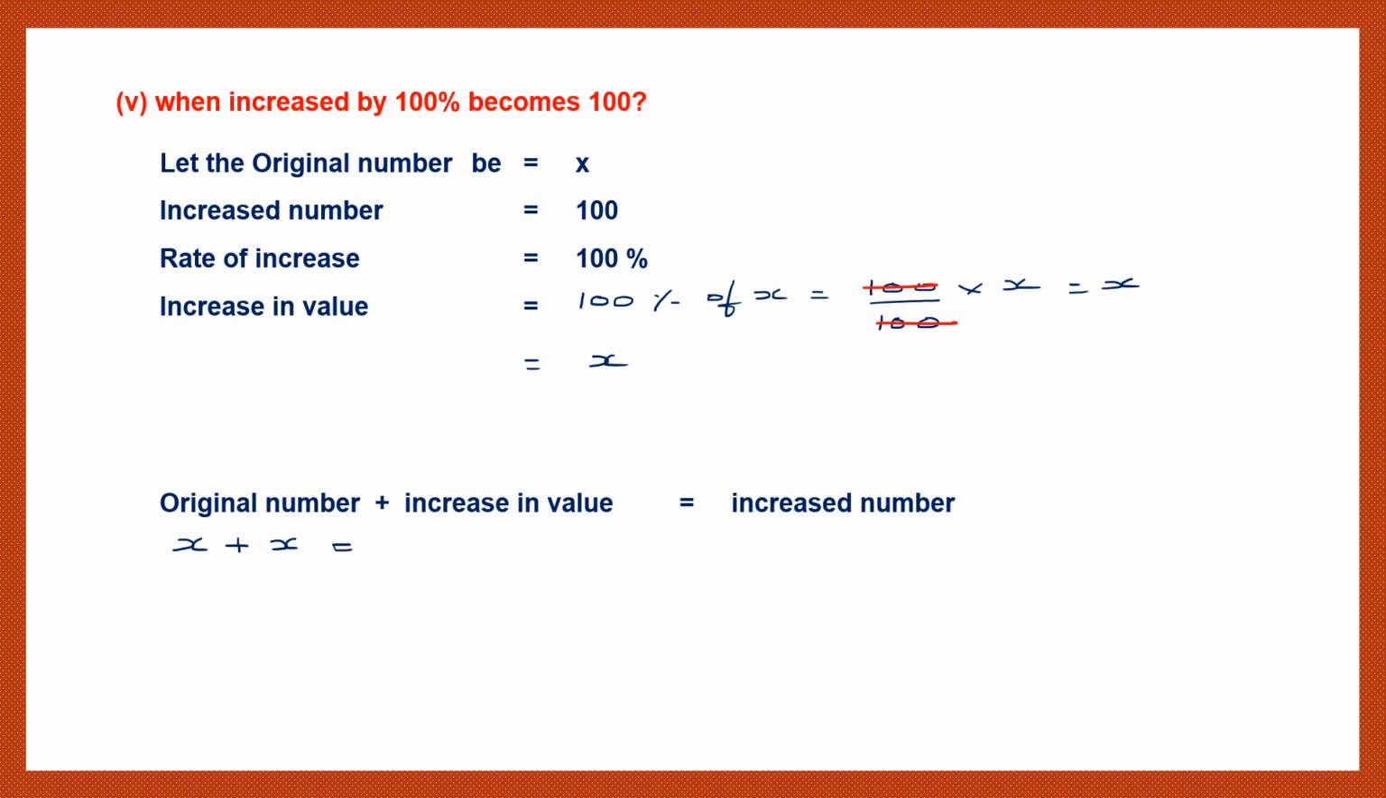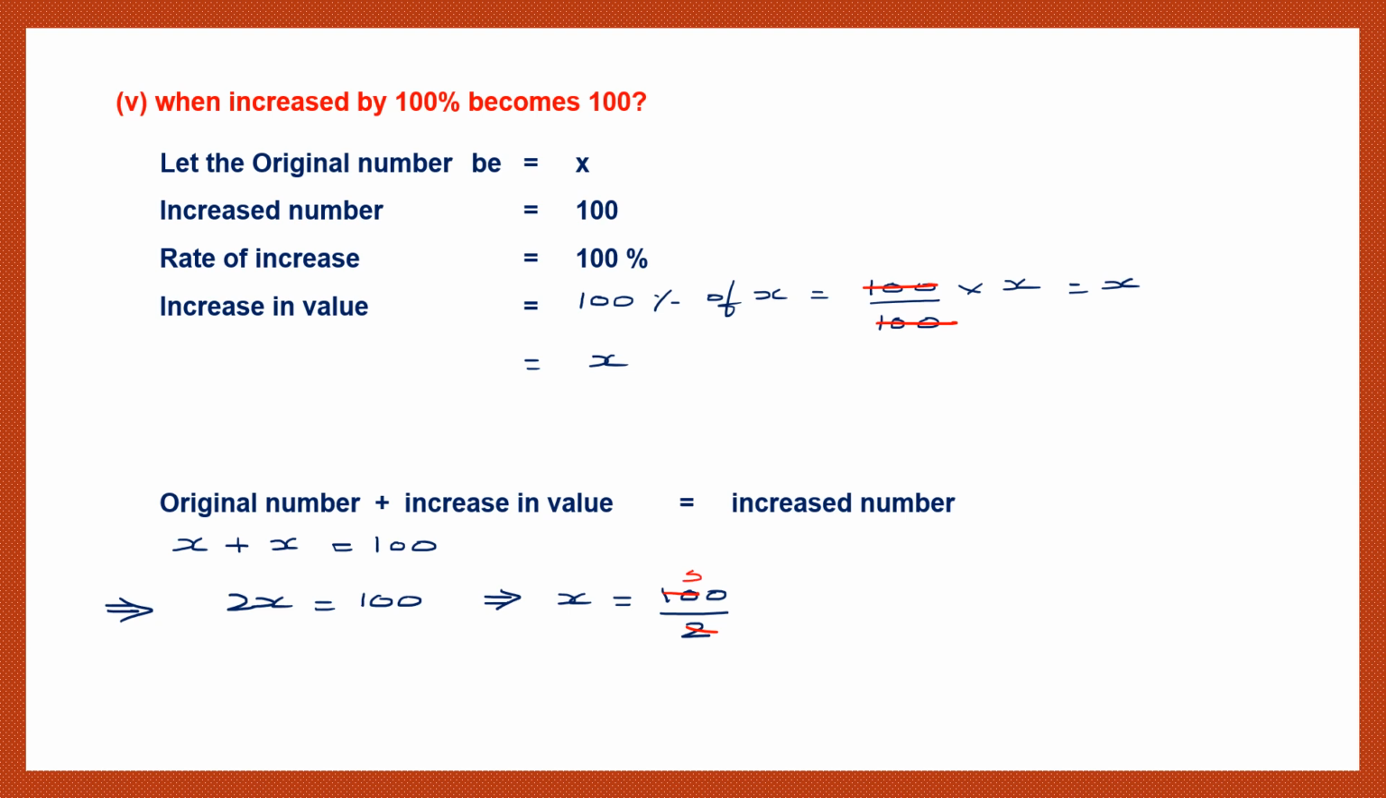So, and the increased number is given to us. The increased number is 100. So let's write that x plus x is equal to 100. x plus x means 2x. 2x is equal to 100. That means to find the value of x, what should we do? Write 100 as it is. Now move this 2 from the left side to the right. Here it is multiplication. When I move it to the right, it's going to become division. So 100 by 2.